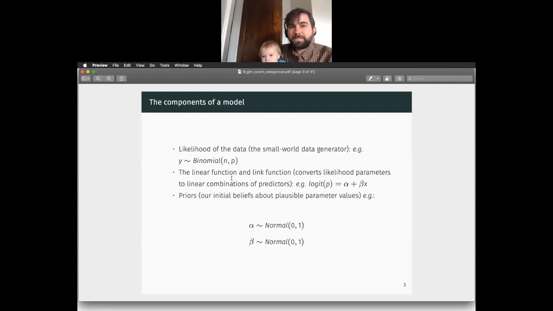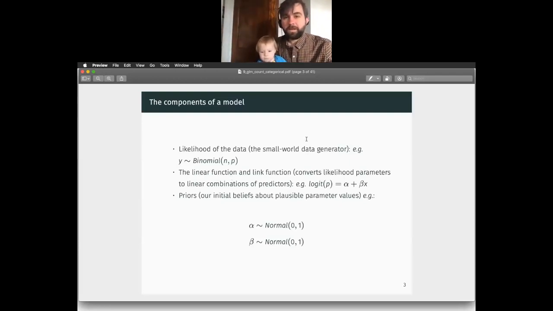Okay, so we're going to go back to GLMs real quick. Remember that we've got a few components, and these look really similar to what we've been working with in the past. So we have the likelihood of the data, which is the kind of small world data generator, the thing that we think produces the outcome that we're interested in. One example of the likelihood we worked with last week was the binomial likelihood. So that's here. We can say that Y is distributed binomial with two parameters N and P, right?